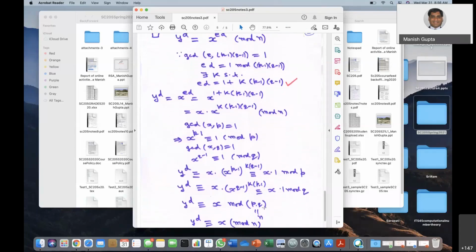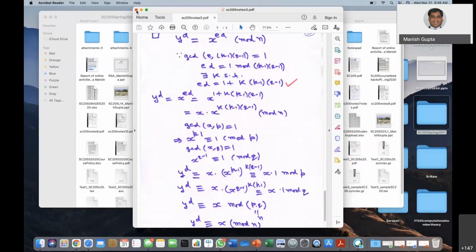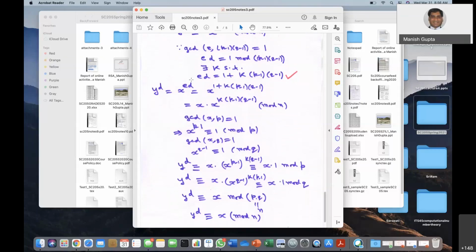Okay. Sir, here y raised to d is equal to x raised to ed mod n, means mod n is on both the sides. Yeah. Mod n means whatever y raised to d is coming, we are dividing by n and looking at the remainder. Remainder turns out to be x from y raised to d. This can be true only if x is not a multiple of p and q simultaneously, right? So that's GCD is 1 anyway. That is given here, right? Yes. Okay, sir.